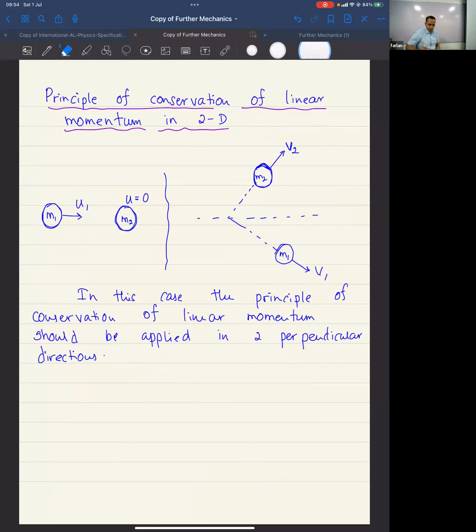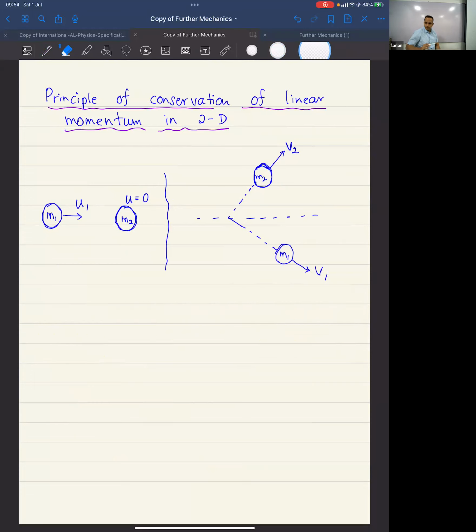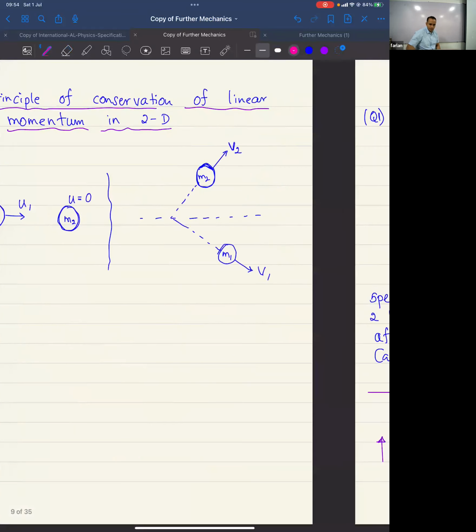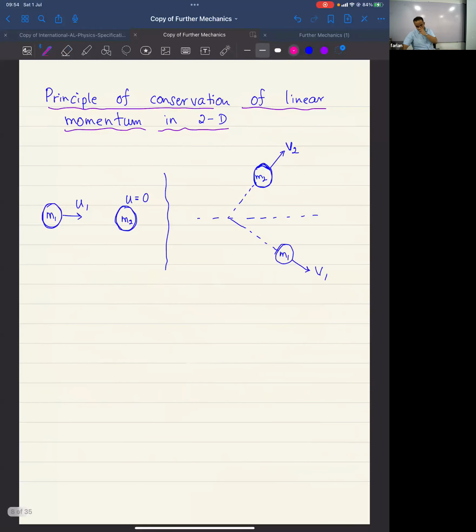Principle of conservation of linear momentum in 2D. What is 2D? Two dimensions.